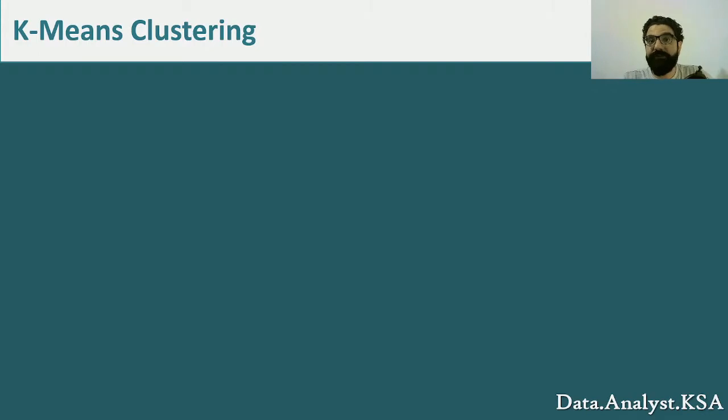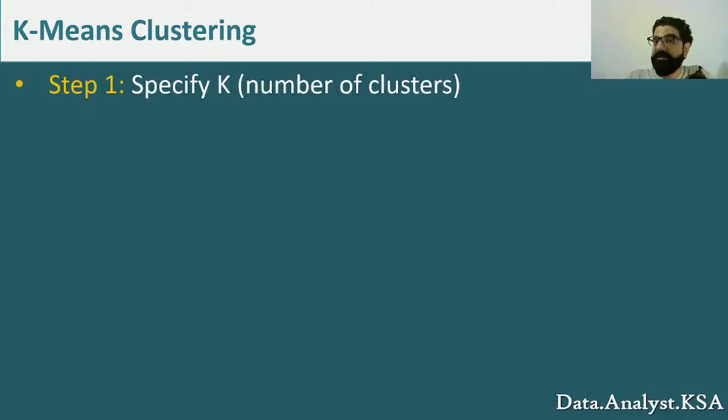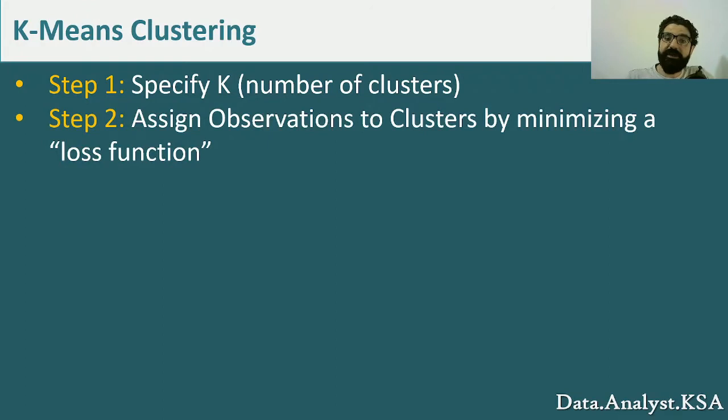So now let's go into the first method, which is the K-means clustering. As mentioned, all partitioning clustering starts with specifying the number of clusters K. And then what we are trying to do is to assign all the observations in our data set to these clusters based on a criteria. The criteria is a loss function that we are trying to minimize, because as in statistical problems, we usually try to minimize a loss function to make sure that we achieve the optimal solution.